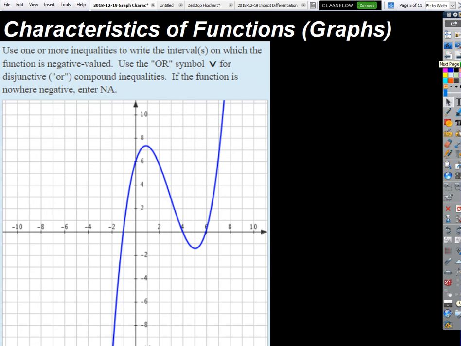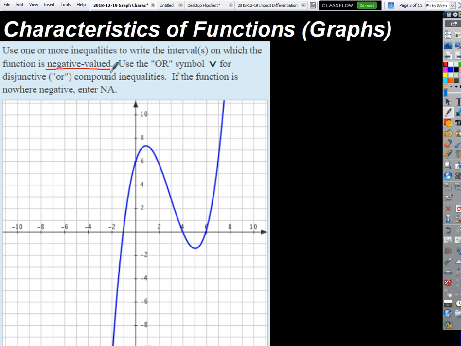Okay, so today, really simple stuff. If you just follow this very closely, you're going to get this right away. All we're looking at here are characteristics of function graphs, and there's two kinds of things that we're going to address. One of them is positive and negative valued functions. This question is asking, use one or more inequalities to write the intervals on which the function is negative valued. So what in the world does that mean? First of all, we have to decode that sentence. What does that mean in terms of math? When is a function negative valued?